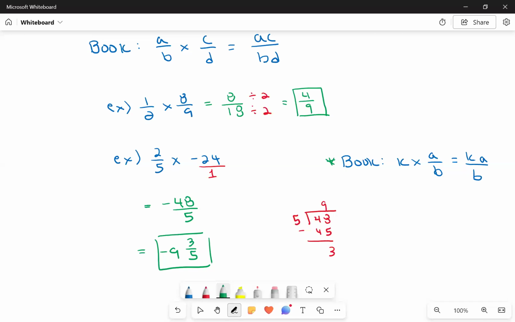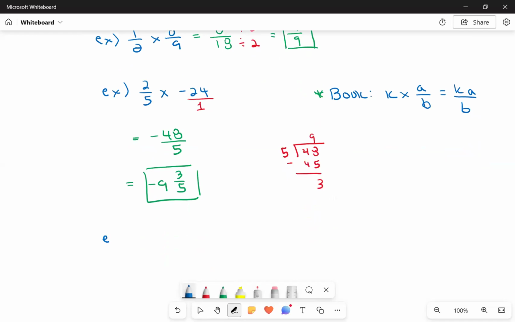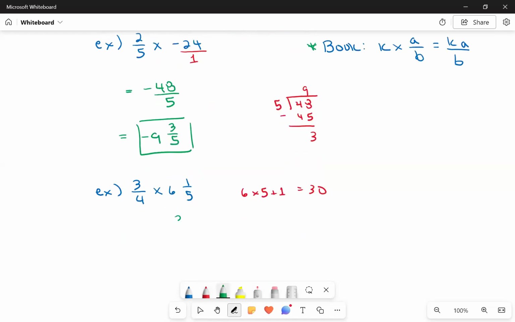All right. And then actually, since we just saw a mixed number, let's do an example with some mixed numbers. Like let's do 3/4 times 6 and 1/5. So what we want to do when we're working with mixed numbers, and this is something you can really do every time you work with a mixed number, is change it to an improper fraction. So I'm going to use the process where I multiply 6 times 5 plus 1. That gives me 30.